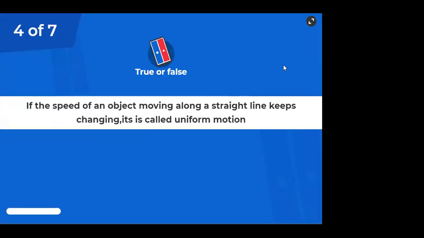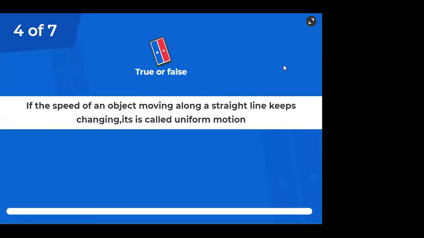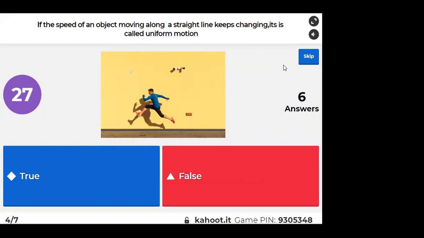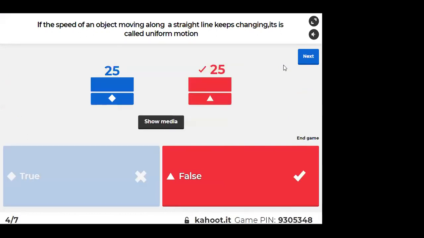Next, true or false? If the speed of an object moving along a straight line keeps changing, it is called uniform motion. This is your logical reasoning. You have to think. Anyways, I'll explain. Let us see how many of you can give the correct answer. 50-50, guys. What is the meaning of uniform?